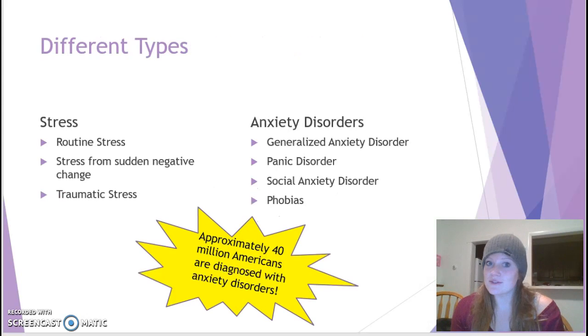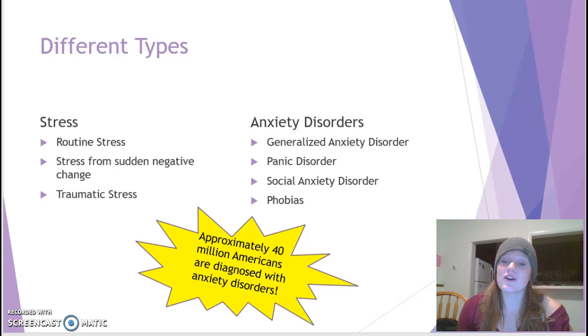So, the different types. With stress, there's routine stress, which is daily stressors like jobs, school, finances, and relationships. Then we have stress from a sudden negative change. That could be, say, you got divorced, got broken up with, or maybe lost your job. That's just going to be some negative stress. Then we have traumatic stress. That's going to come from a really bad car accident, or if you're assaulted or raped, anything super traumatic would really trigger that traumatic stress.